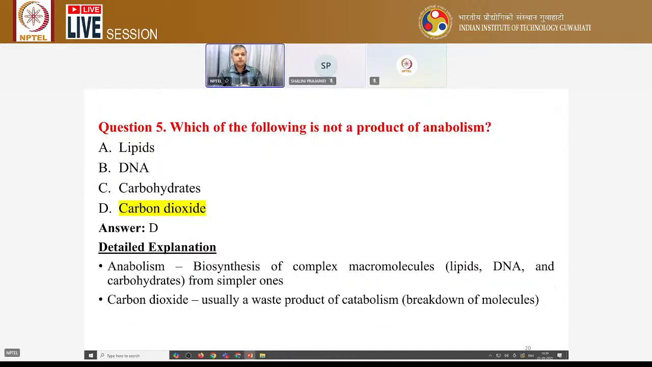The next question is, which one of the following is not a product of anabolism? Catabolism means breakdown, anabolism means synthesis. So lipids can be synthesized, DNA is biosynthesized, carbohydrates are biosynthesized, while carbon dioxide is usually a waste product of catabolism. So the correct answer is D.